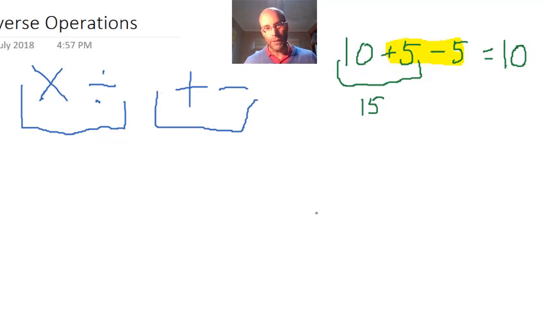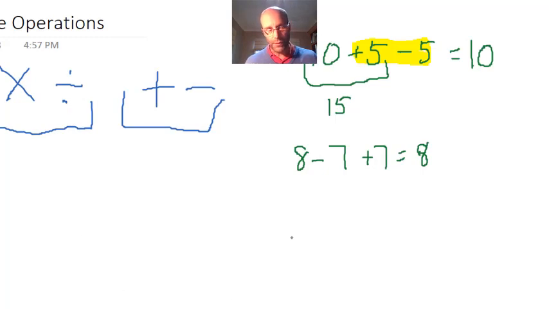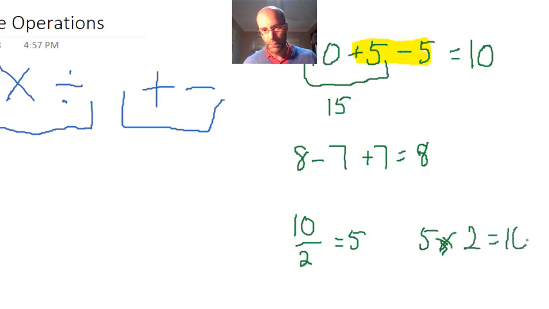They reverse something. So if we have 8 minus 7, and then we add 7 on, we have 8. We have examples to do with multiplication and division as well. So 10 divided by 2 is 5. But if we get that 5 and we multiply it by 2, we get back to 10. So effectively we start with 10 and we end with 10 if we use inverse operations.